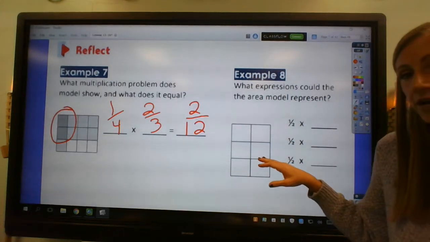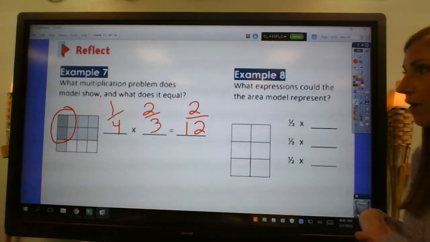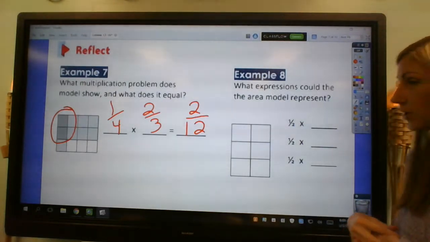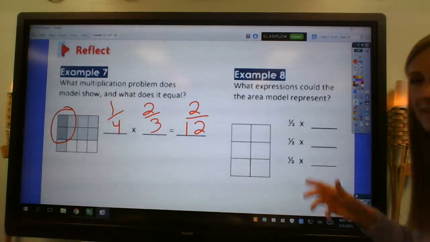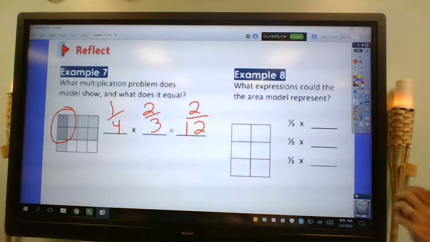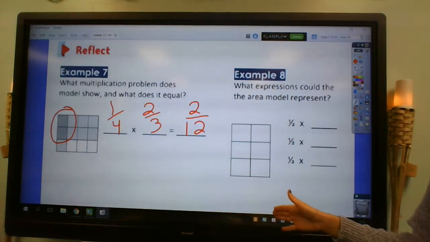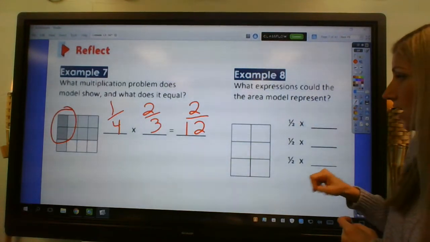Now, when we look at an area model, we can also have a bunch of different options of what fraction you can actually show. So I have started here, a half. Is it the columns or is it the rows that show the half? It would be the columns. So I could have a half times what?